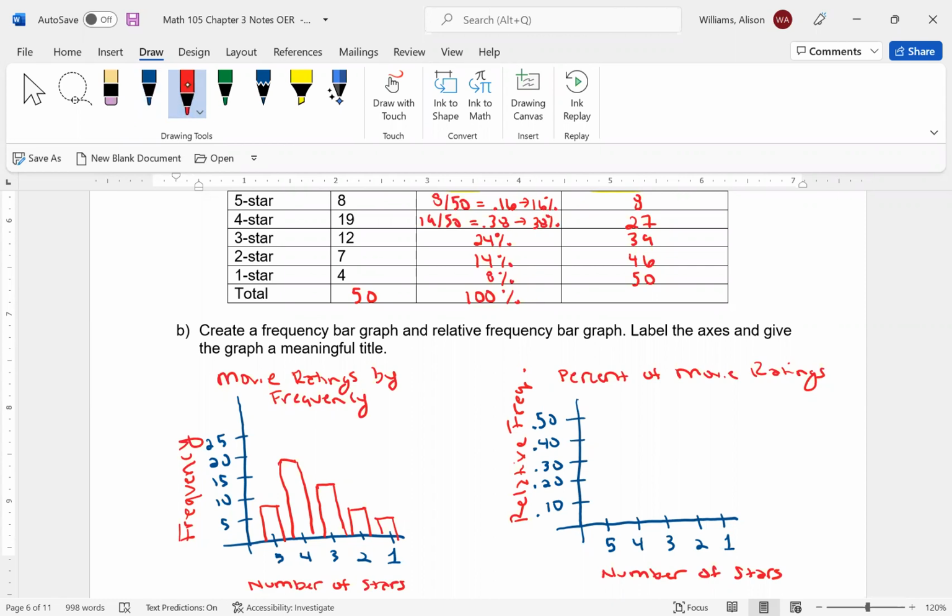All right, so first category of 16%. Gonna put it up here. Second category of 38% is going to be very close to this one. 24% should be a little bit closer to the 20 if I can do that. 14% should be a little bit lower than the first one. And then the last category, 8% should be just under the 10.